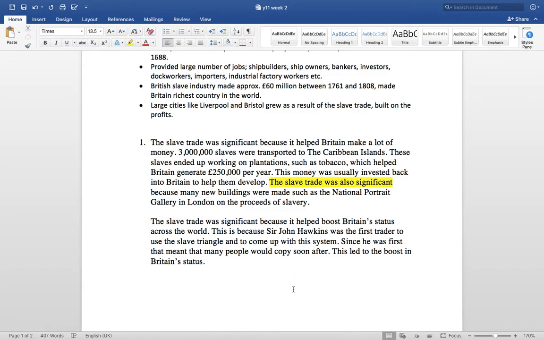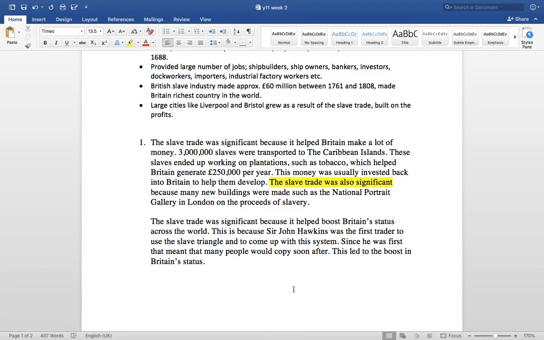The slave trade was significant because it helped boost Britain's status across the world. This is because Sir John Hawkins was the first trader to use the slave triangle and to come up with this system. Since he was the first, that meant that many people would copy soon after. This led to the boost in Britain's status.